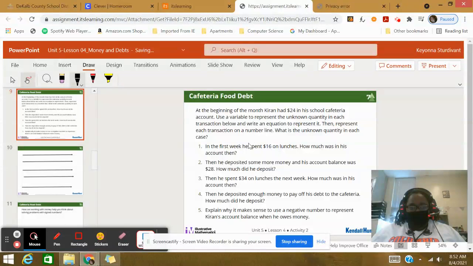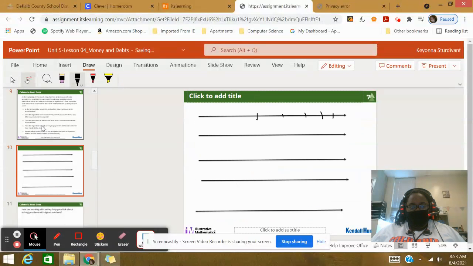So if he started with $24, he spent $16 on lunch. How much would he have left? So remember, the first step is to make an equation. And then the second step is to figure out the answer to the question. And then the third step is actually draw a set of number lines to represent the situation.